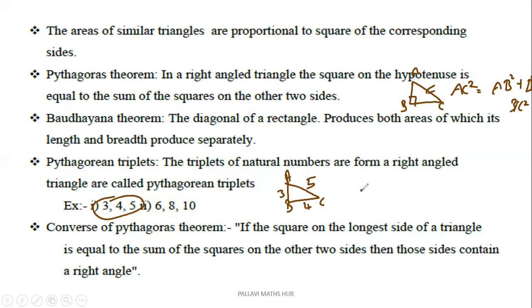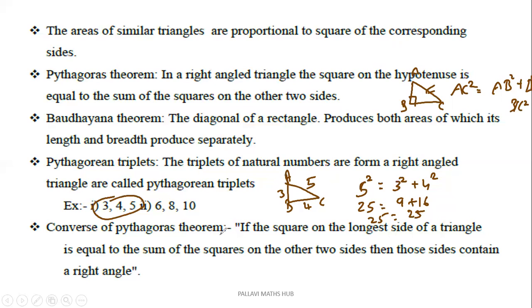Take 5. So 5 square, AC square, is equal to 3 square plus 4 square. 5 fives are 25, 3 threes are 9, plus 4 fours are 16. 9 plus 16 is 25. So 25 is equal to 25. So you can say these numbers are a Pythagorean triplet. This is very simple, but it is also very important.